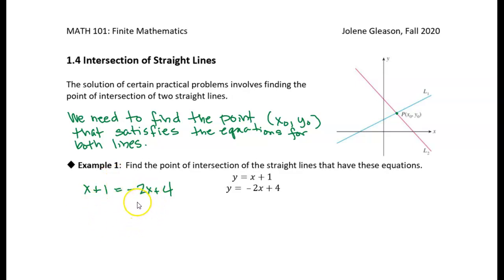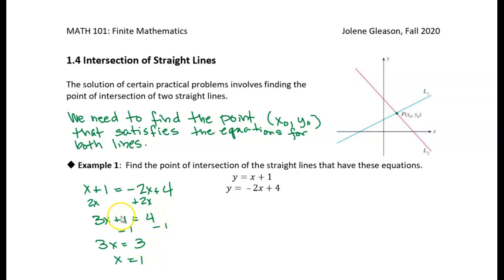I'm going to probably want to add 2x to both sides, right? That allows me to essentially move this minus 2x to the other side. So I get 3x plus 1 equals 4. And then I can subtract 1 from both sides, right? And then I have 3x is equal to 3. And then if I divide both sides by 3, then I get x is equal to 1. Okay? So that gives me the x value.